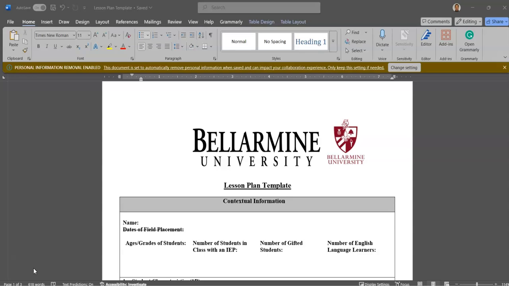So first part of the lesson plan, with the exception of the date of the field placement, you're going to fill all of this out. Your name, the age and grades of the students. Remember, I told you you need to have one student that either has an IEP or who is an ELL, because you're going to have those students in your classroom. And I want you to address how you're using technology to accommodate, to differentiate, to meet the needs of at least one of these groups of students.